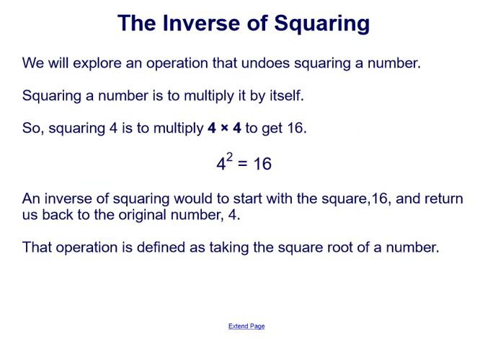We will explore an operation that undoes squaring a number. So just to clarify, squaring a number is to multiply that number by itself. So when we say squaring 4, that is multiplying 4 times 4 to get 16. That's why we can do 4 squared is equal to 16. So an inverse of squaring would start with the square 16 and then return us back to the original number 4. That operation is defined as taking the square root of a number. That's the inverse of squaring a number.